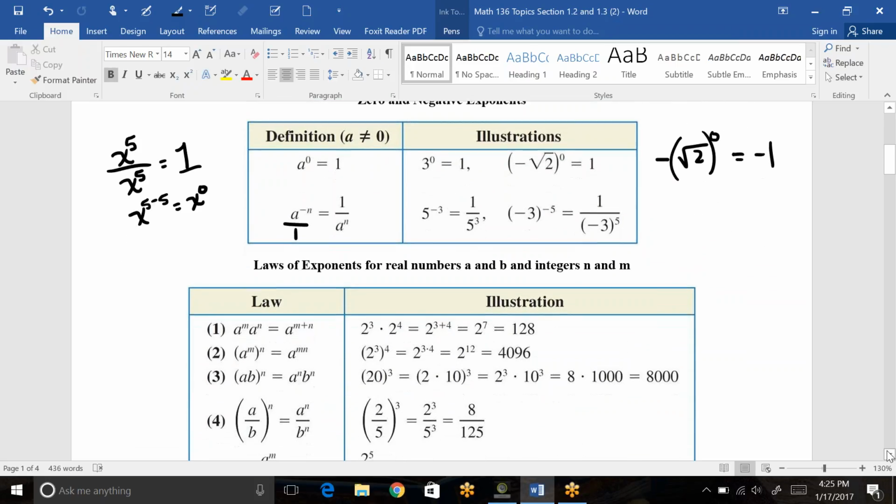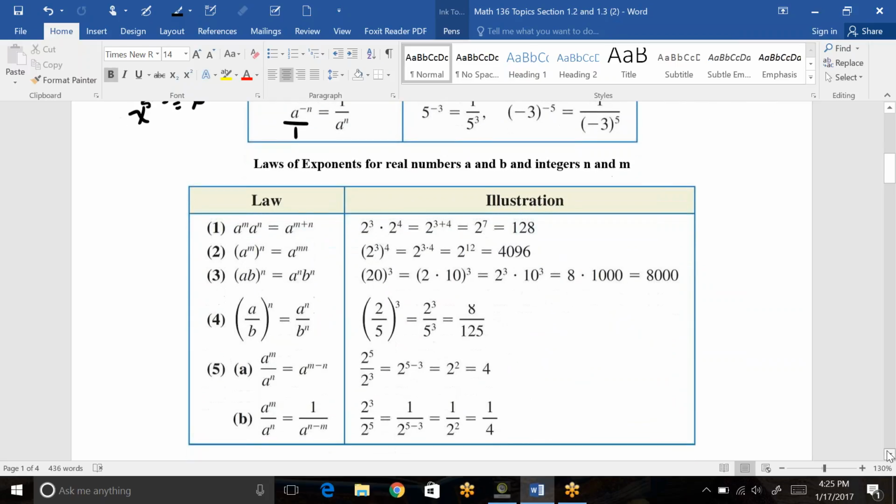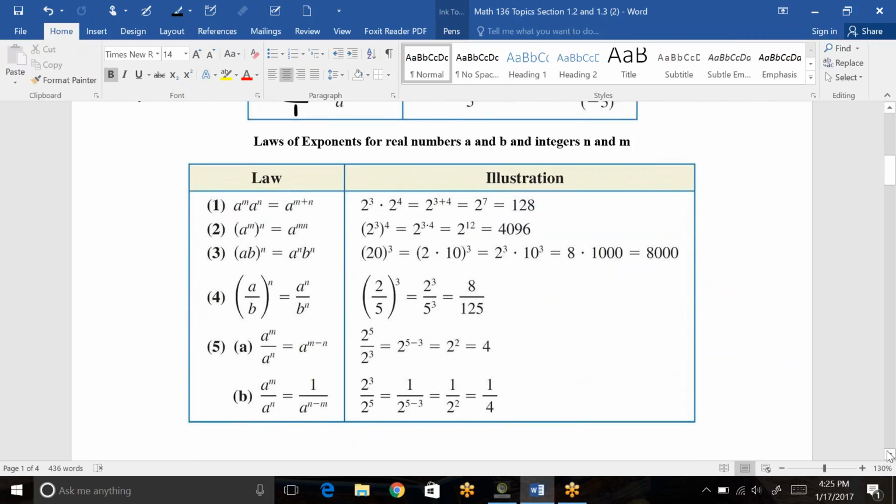Okay, so this is a review of properties that you would have covered in a previous math class, hopefully. These are called our exponent laws. And the big ones are that if you multiply same bases together, we add the exponents. If you raise a base to a power and then raise it to another power again, then you multiply the exponents. So I'm going to give you examples of both of these.